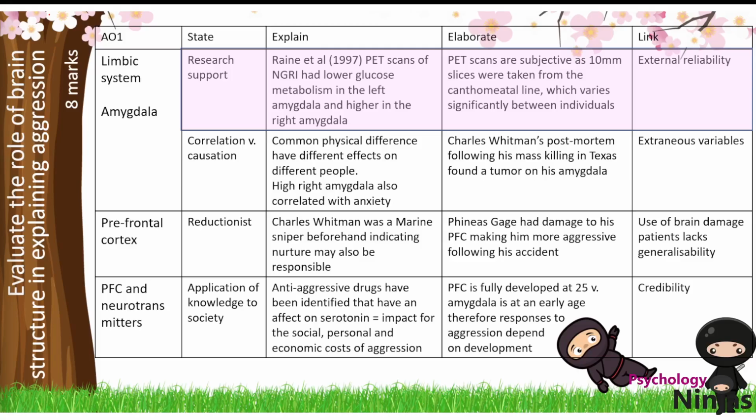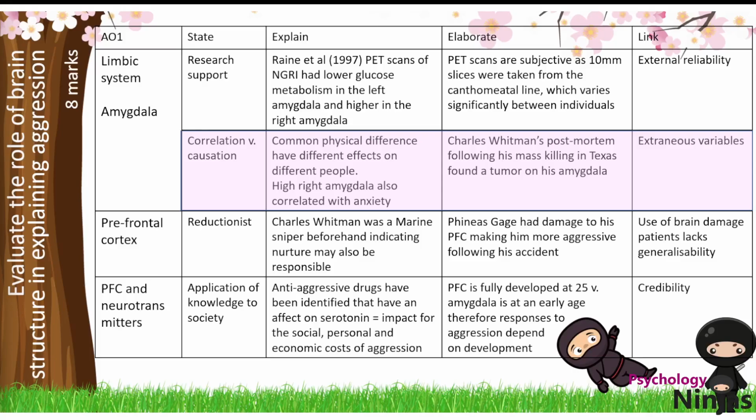We want to counteract that with a problem with PET scans, talking about them being subjective and therefore the findings might vary. We're still going to say overall that brain structure has external reliability with lots of different pieces of research saying that brain structure is causing aggression. We're then going to oppose the role of brain structure, talking about the difference between correlation and causation, focusing specifically on the role of the right amygdala being correlated with anxiety, which wouldn't necessarily result in aggression.